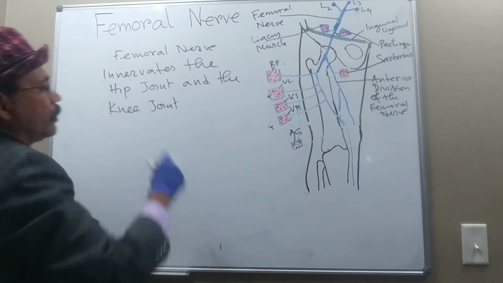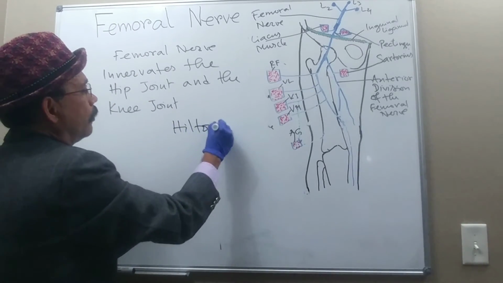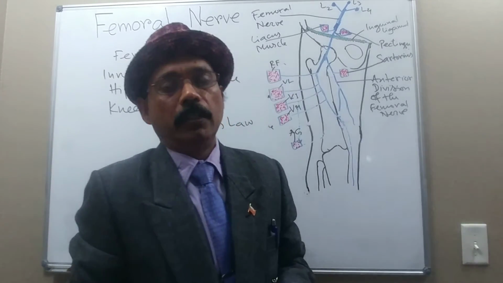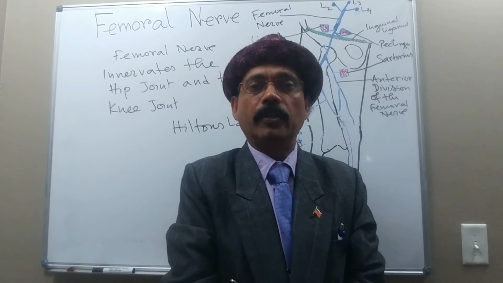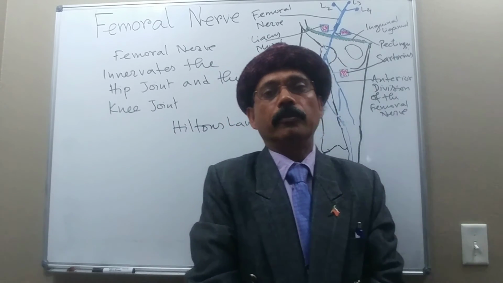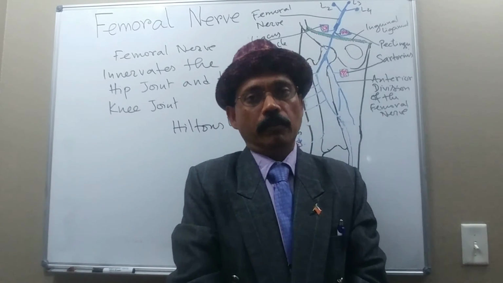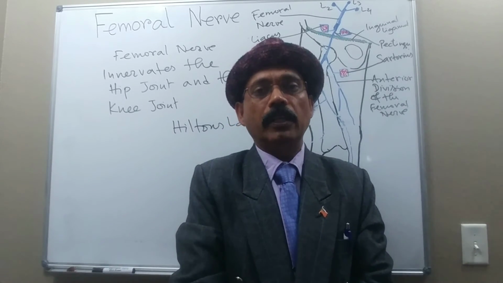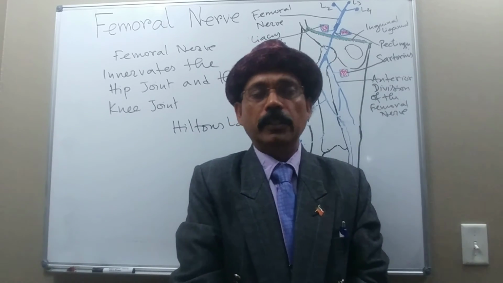We know that from Hilton's law, if a muscle passes over a joint, the nerve supplying the muscle innervates the joint and the skin overlying the muscle. So the knee joint and the hip joint both are innervated by the femoral nerve, because the femoral nerve supplies the muscle that crosses the hip joint and also the knee joint.